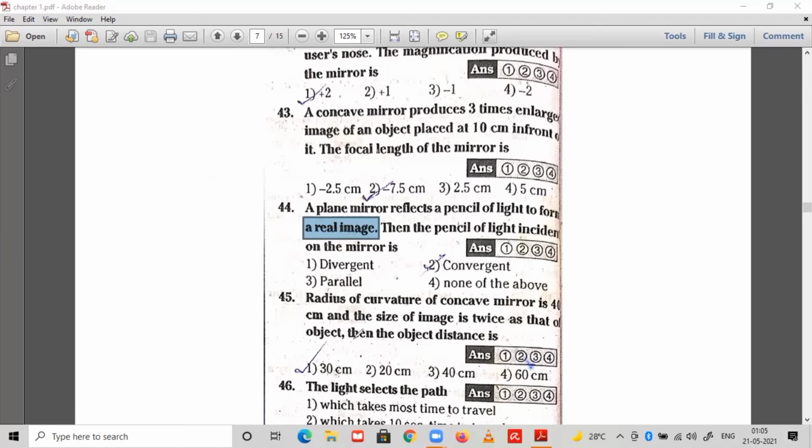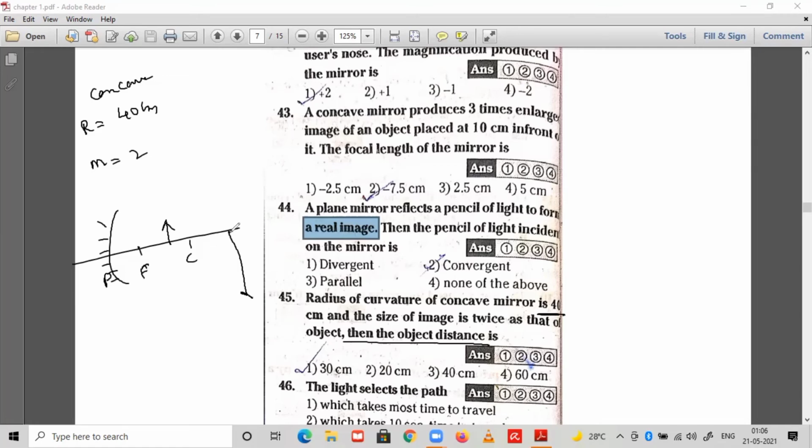It is very important. Next, the radius of curvature of a concave mirror is 40 centimeters. The size of the image is twice that of the object. So m is equal to 2. Then the object should be at a distance of, look here, when will you get the enlarged image? So here we will have two possible conditions. When the object is placed between F and C, you will get the enlarged image.